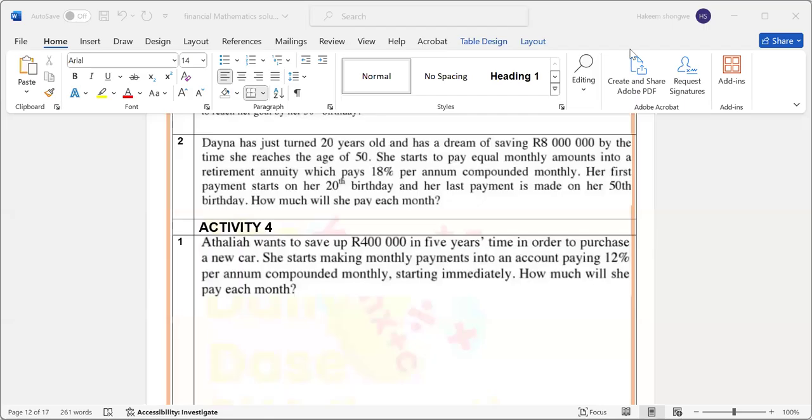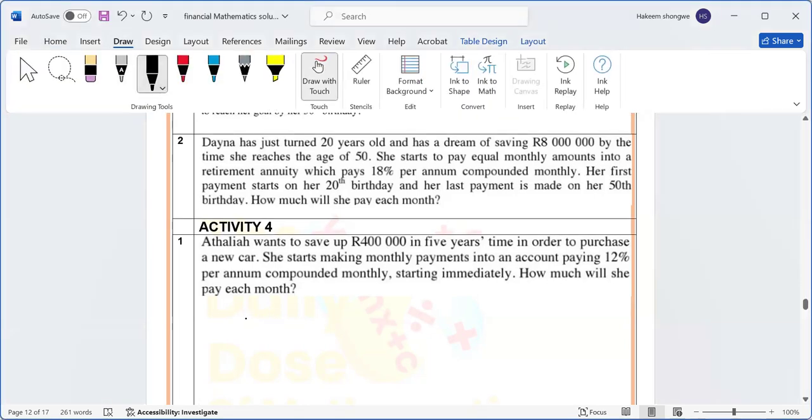So we have activity number 4. Althea wants to save 400,000 in 5 years' time in order to purchase a new car. She starts making monthly payments into an account paying 12% per annum, compounded monthly, starting immediately. How much will she pay each month? If we're to put this on a timeline, this is what we're going to have.